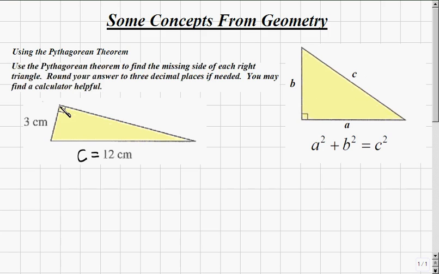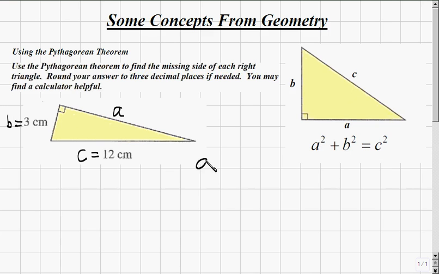So the other side, 3 centimeters, will be the shorter side, which we'll label as side B. And we need to find side A. So let's plug A, 3, and 12 in for A, B, and C in our Pythagorean Theorem.